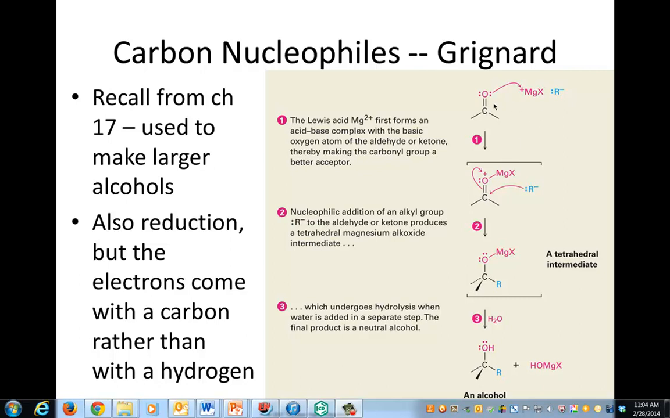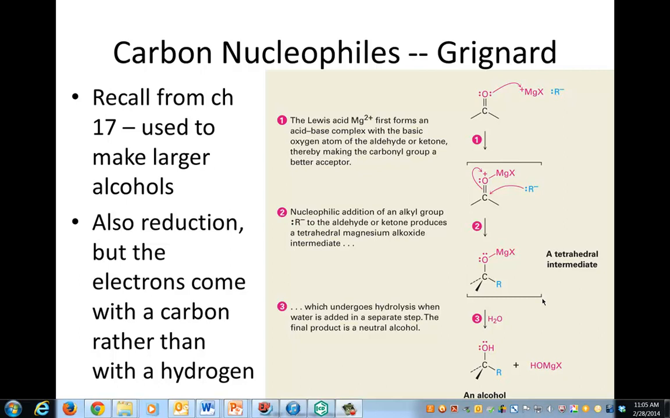Now, in the book, they show this complex first with the magnesium, and I tell you that this carbon has a lot of negative character, and so it's going to work. We don't need acid catalysis. This works without any acid being present, and you get to your tetrahedral intermediate, and it stays like this until you add water or aqueous acid in the workup, and then it picks up a proton and the magnesium stuff goes into the aqueous solution.